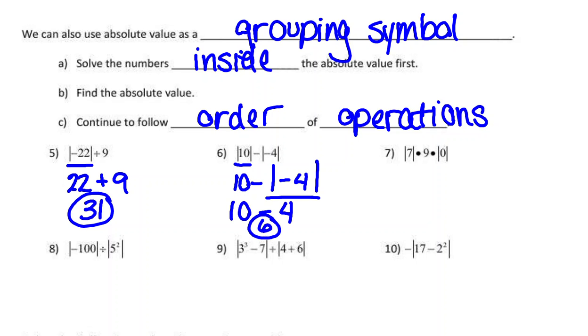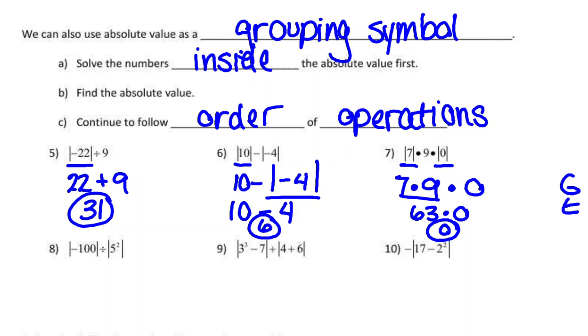So you can actually solve both absolute values at one time if you want to, because they don't affect each other. So you could do the absolute value of 7 is 7 times 9 times the absolute value of 0 is 0. 7 times 9 would be 63 times 0 would be 0 as your answer. Now these bottom ones is where it's going to get a little bit tricky, and we're going to have to follow that order of operations.